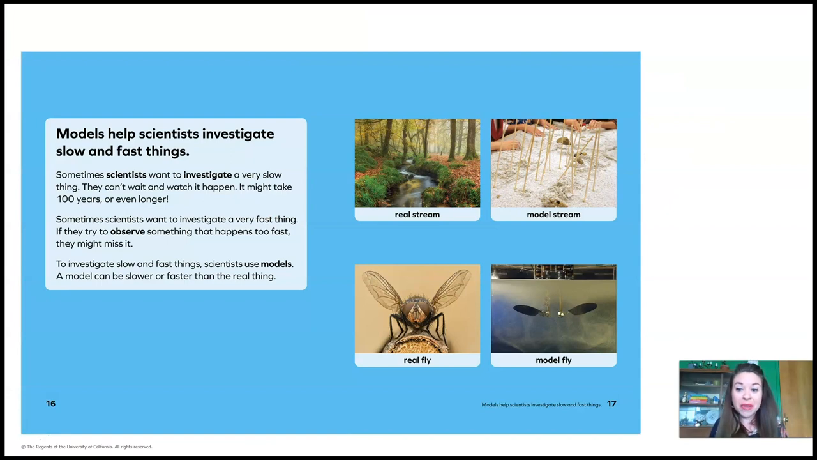All right, I'm jumping to page 16 and 17. Do you see the page numbers at the bottom? This is page 16 and this is page 17. Are you ready to hear me read?